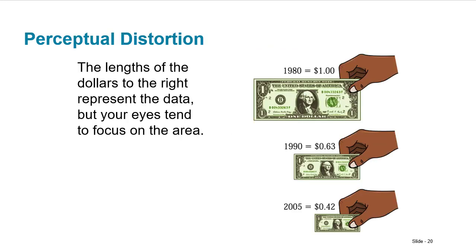And then pictographs are oftentimes very misleading. And so here's your perceptual distortion, right? The lengths of the dollars represent the data, but you tend to focus on the area. So you look at this one to this one and go, God, that's twice as big, and this one to this one, that's almost 3 times as big. But you're not supposed to look at area, you're just supposed to look at the lengths, right? When you look at the lengths, they're not nearly as big of a difference.